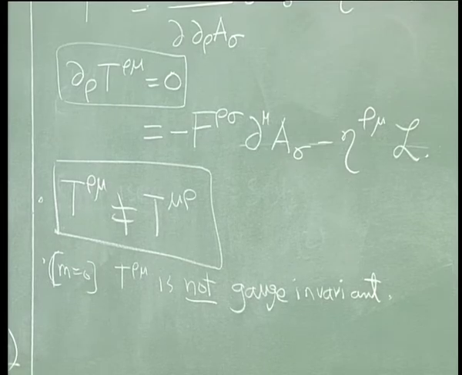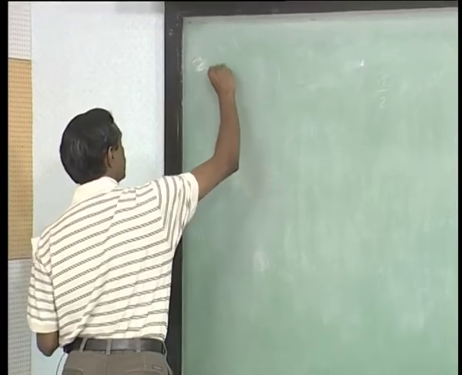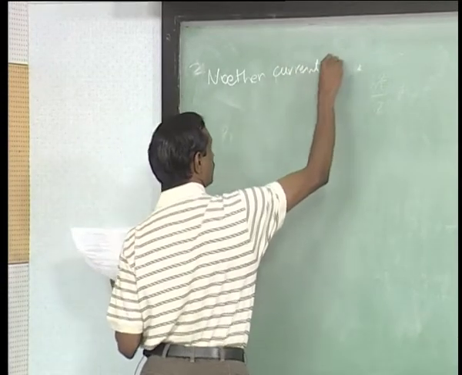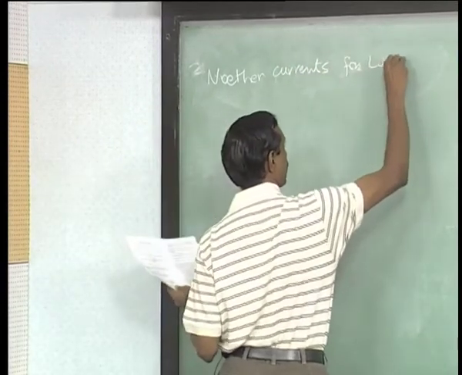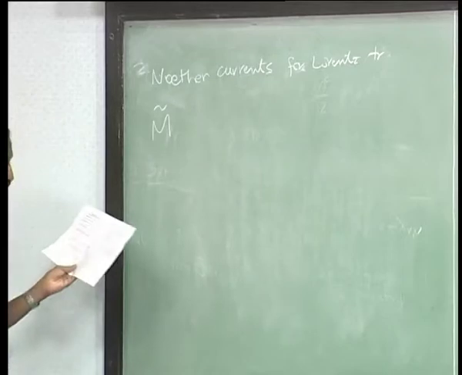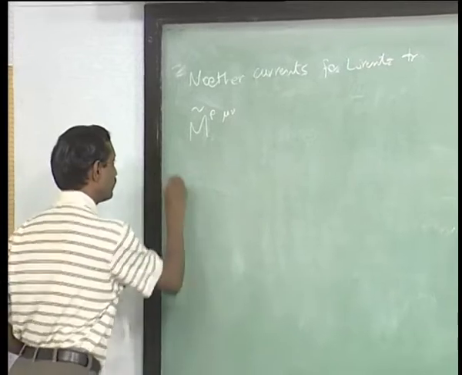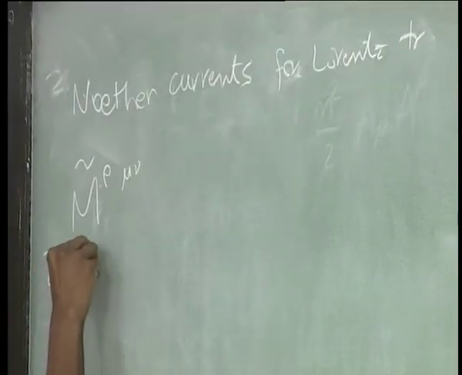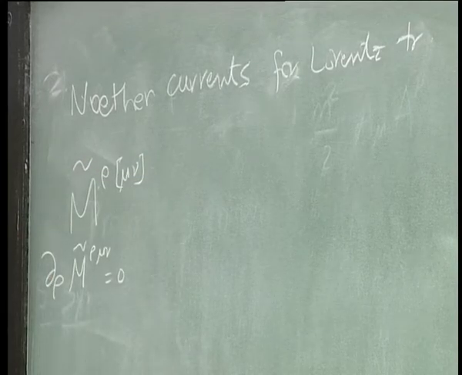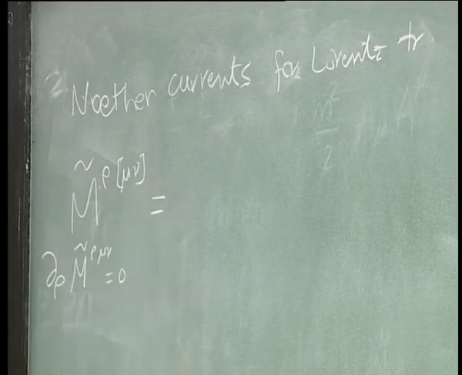And we can go ahead and also work out what the Noether currents for Lorenz transformations are. Call them this thing. So again, this is such that d rho M tilde rho mu nu is 0, and this is antisymmetric in mu and nu, because of the lambda, the parameters which come with this.